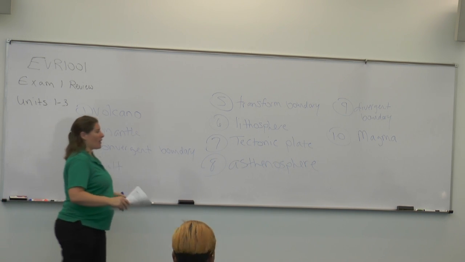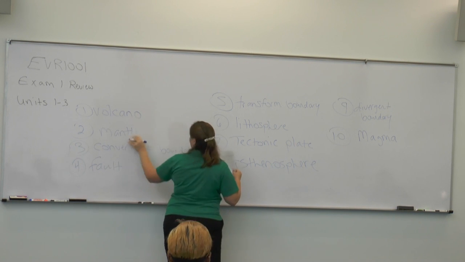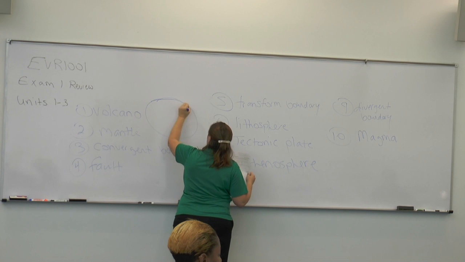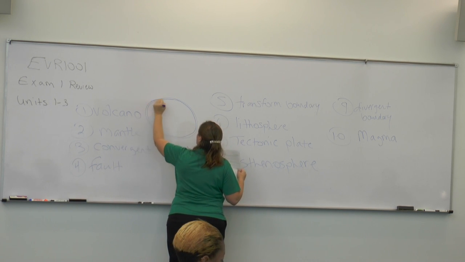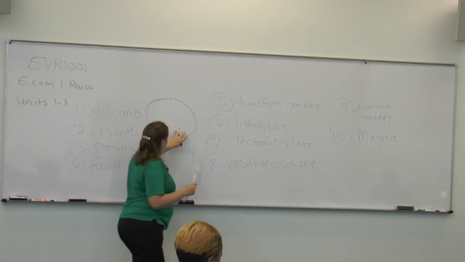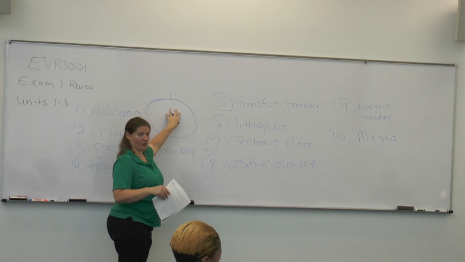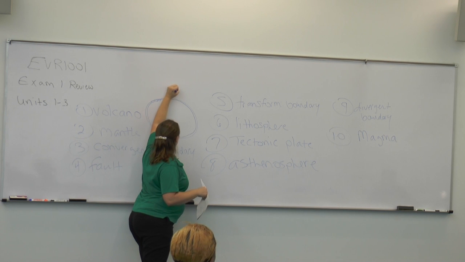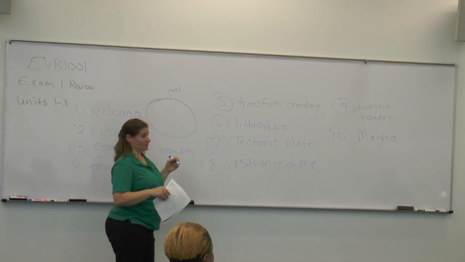Number 2 is the middle layer of the earth and that's the mantle, because if this is the earth, this thin outermost layer represents what? What's the thin outermost layer of the earth called? It starts with a C. Crust.